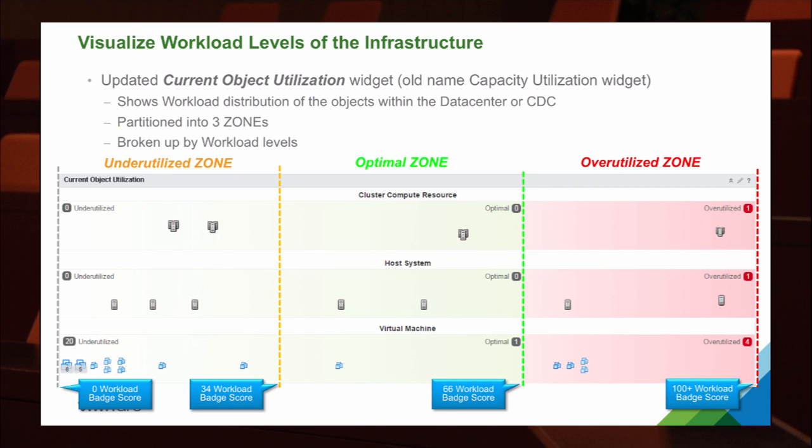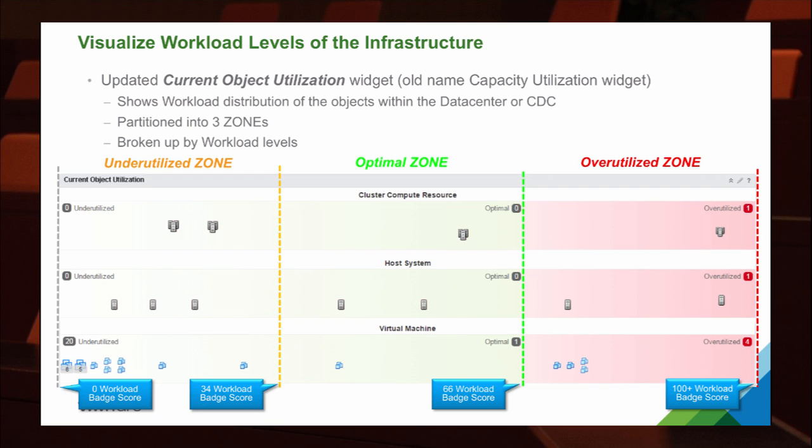We also now have the ability to visualize workload levels of the infrastructure. So we now have this updated current object utilization widget. The old name was the capacity utilization widget. I like the new name better. So it's really partitioned into 3 zones and busted up by workload levels.